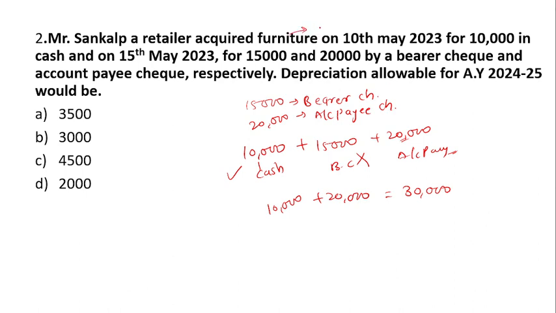In that 30,000, he is talking about the furniture. In case of furniture, the rate of depreciation is 10%. So 30,000 is our amount, and we'll take 10% depreciation. How much depreciation is allowed in this amount? So 3,000. The correct answer is 3,000.